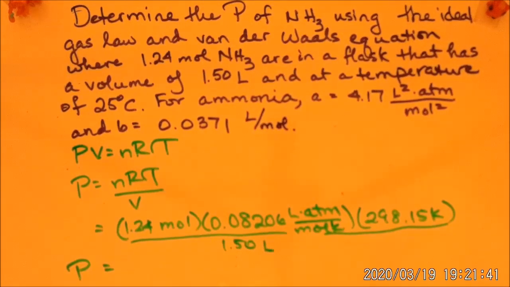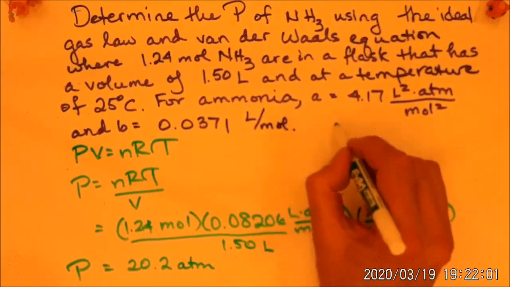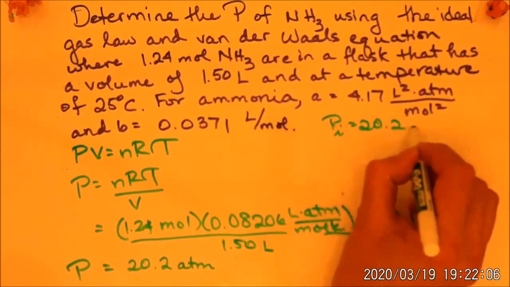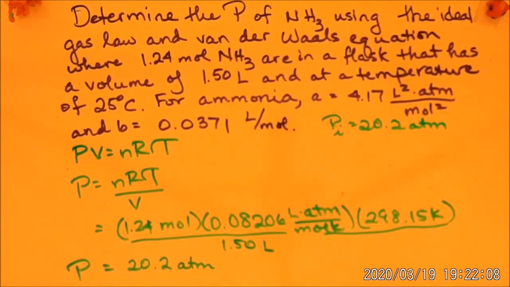The pressure is something like 20.2 atmospheres. All right, so I'll put that right up here. The ideal pressure is equal to 20.2 atmospheres. Now, let's take a look at doing this for real gases.